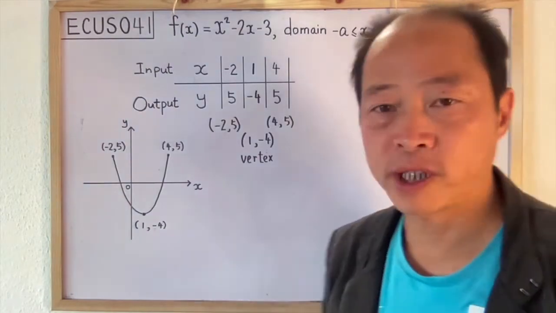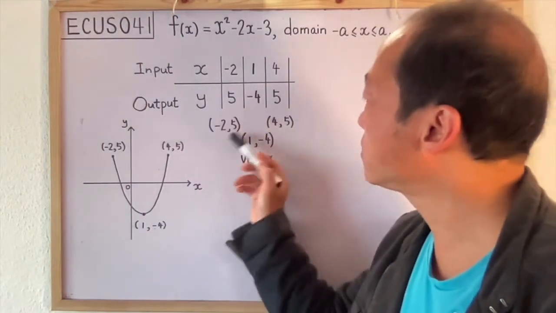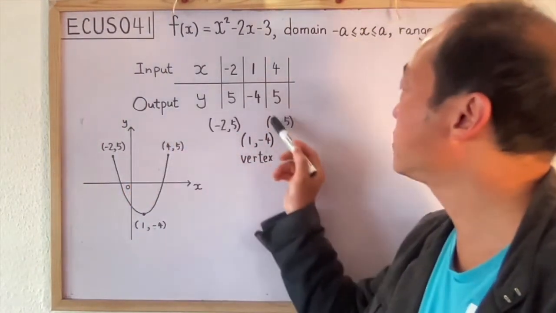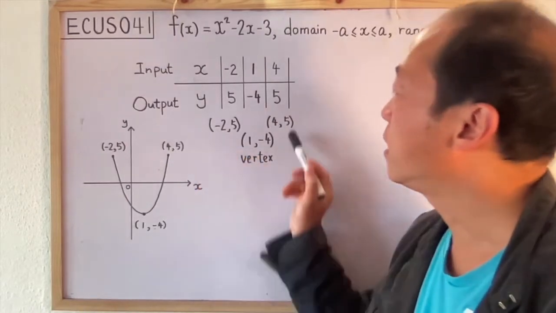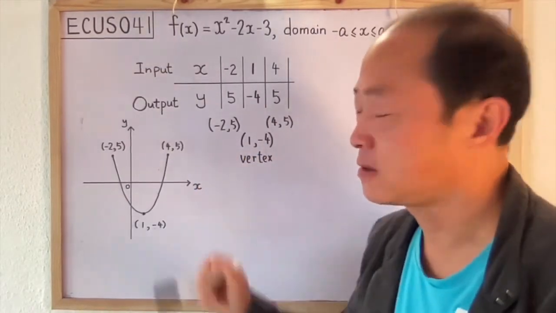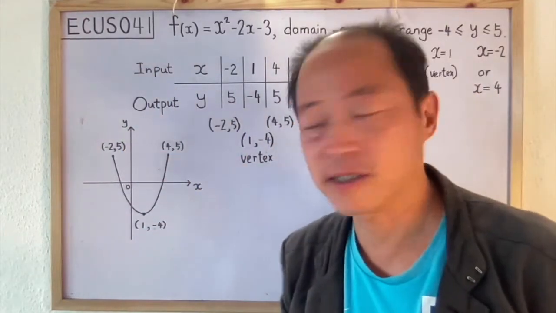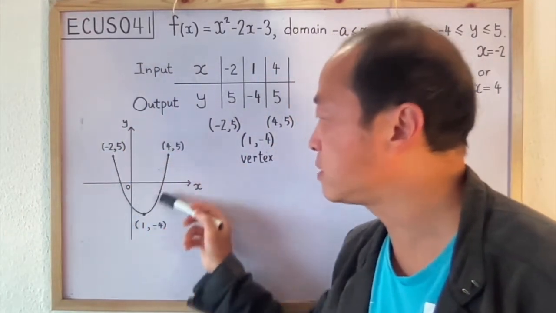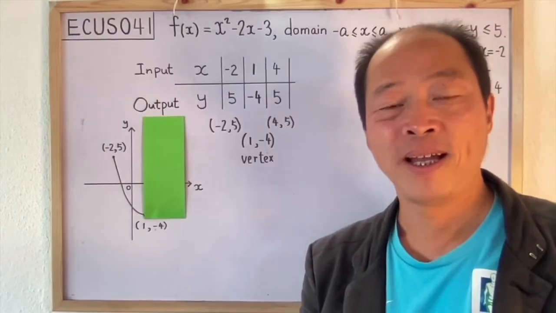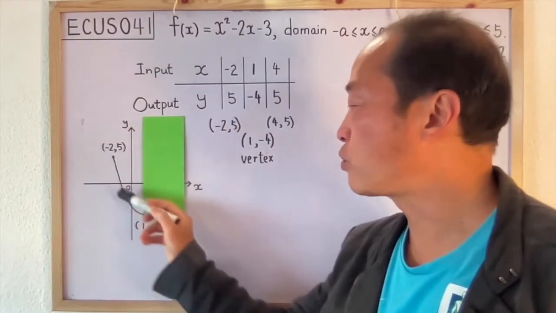This is the quadratic graph. This point is here. This point is here. And the vertex is here. The graph is infinitely long. We just discussed the part starting from this point to this point. Let's focus on this part of the graph.